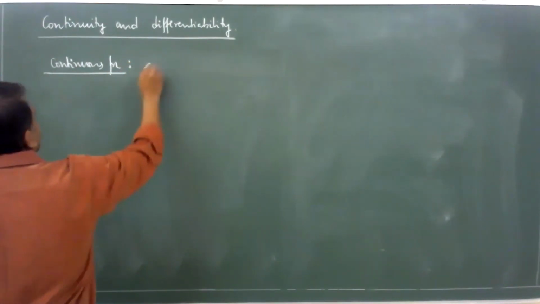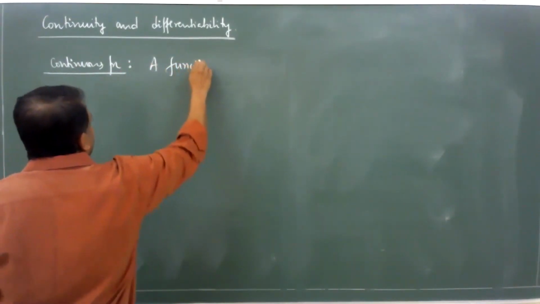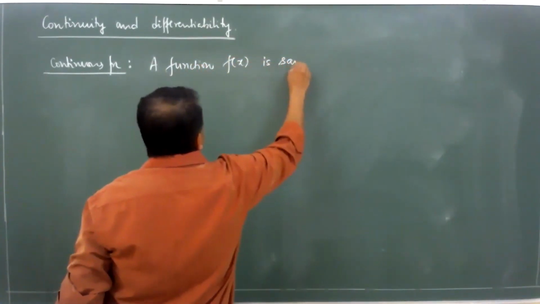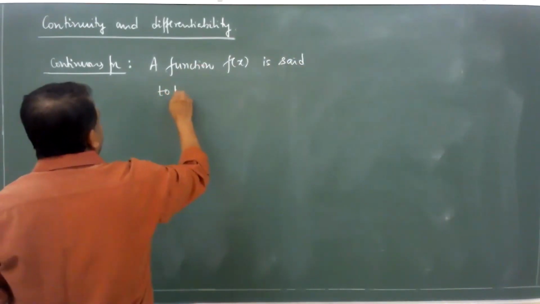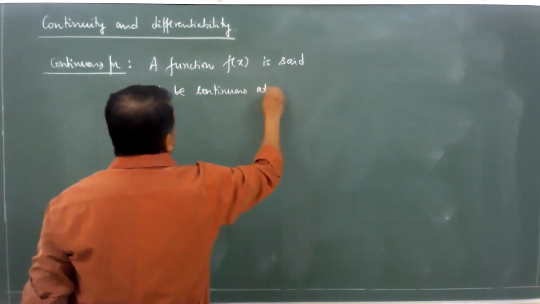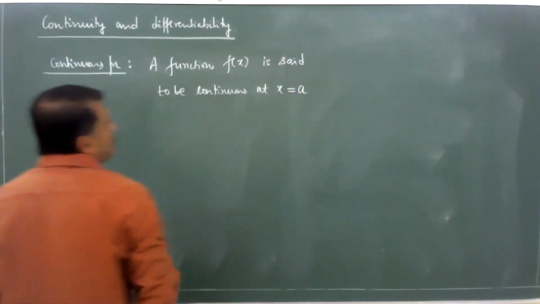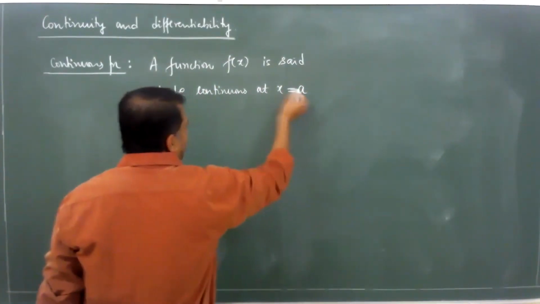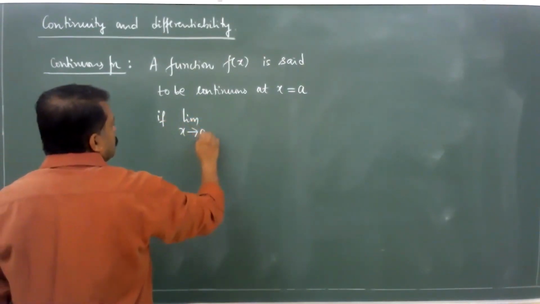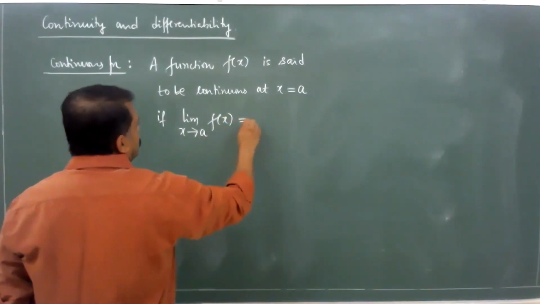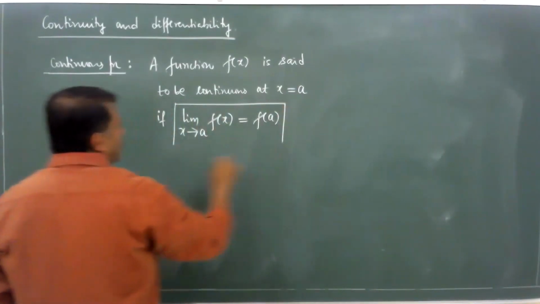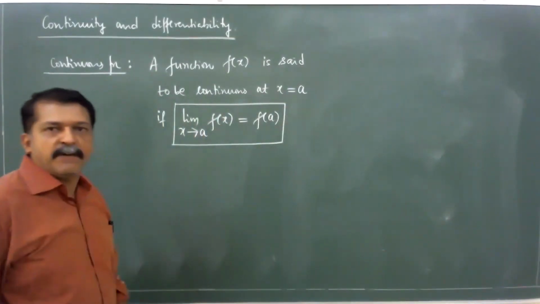Continuous function, the definition: a function f of x is said to be continuous at x is equal to a if limit x tends to a, f of x is equal to f of a.